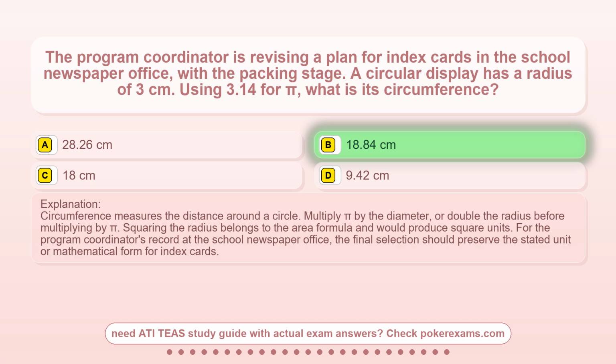Circumference measures the distance around a circle. Multiply pi by the diameter, or double the radius before multiplying by pi. Squaring the radius belongs to the area formula and would produce square units. For the program coordinator's record at the school newspaper office, the final selection should preserve the stated unit or mathematical form for index cards.